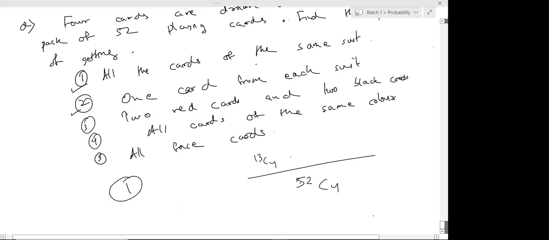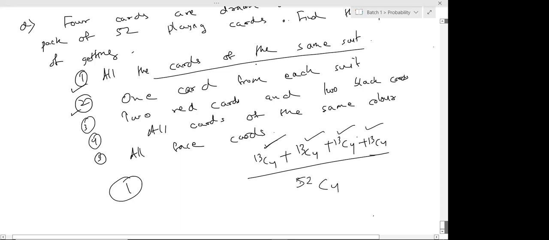Okay, 13C4, into or plus? See, read it in English. Either from clubs or from spades or from diamonds or from hearts, right? If you speak in English, it will be clear. They are saying all the cards of the same suit. You are not selecting 16 cards, you are selecting only 4. So they can come from either this or this or this or this, right? Because you are only selecting 4 cards, not 16. Is it clear, Gautam?